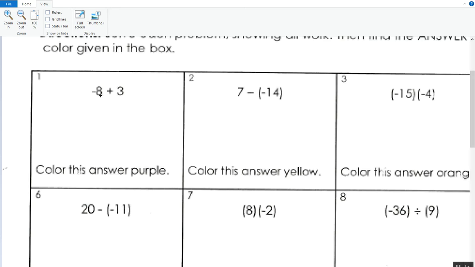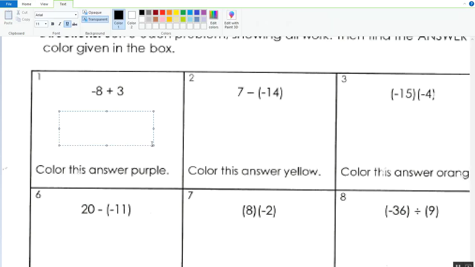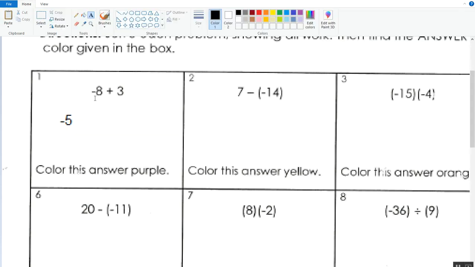So again, they're different signs. So this is negative, that's positive. So 8 minus 3 is 5, and we keep the sign of the larger, it's negative. And so let me go ahead and put minus 5 there. So -8 plus 3, we're left with, I'm sorry, -5. And so wherever we find -5 on the next sheet, we're going to color that answer purple.